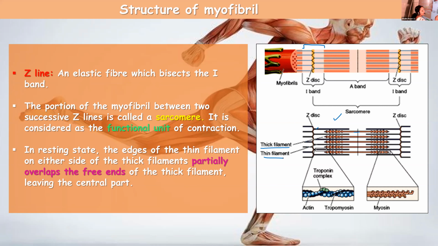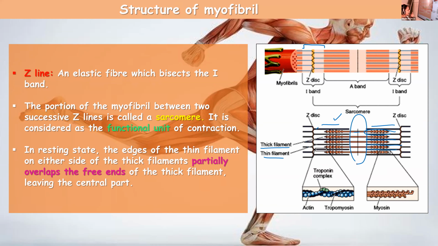So this is the dark band, orange color. On either side, you can see the light band is partially overlapping the dark band, but not in the center. The center is left without any overlapping.